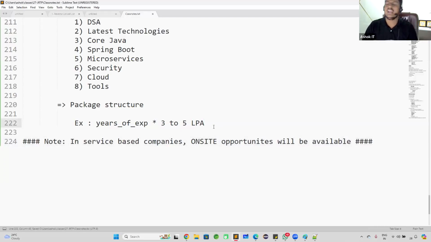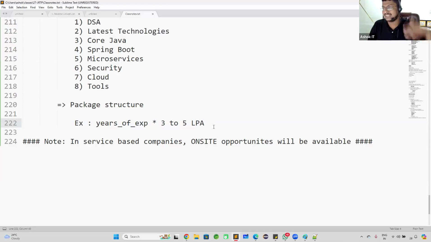For example, I'm working in TCS for 3 years. My client is in the US. Then the TCS company will send me to the USA for 3 months or for 6 months. So the on-site opportunity will be available.